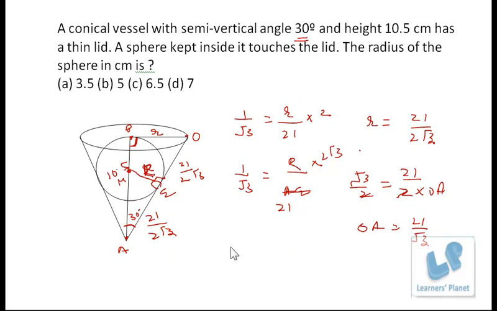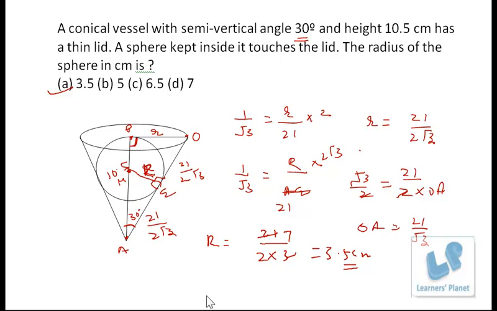So easily now only the unknown value R is there, so that can be calculated. So that is 21 upon 2 into 3, that is 7 by 2, that is 3.5 centimeter, right? So easily this problem can be solved.